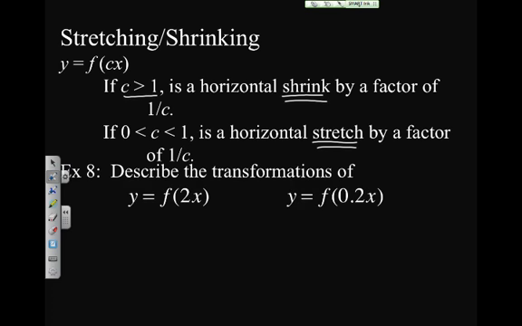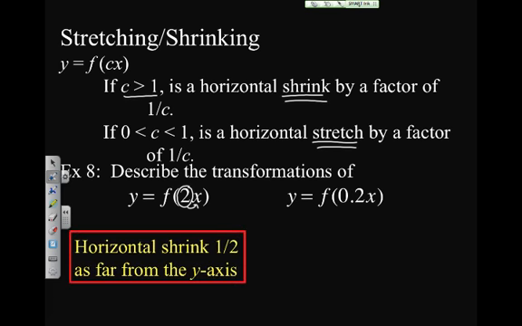So when we look at this, we're going to describe the transformations of this one. Now this one, they don't even give us a specific function, but notice here, the 2 is multiplied by x. And since 2 is bigger than 1, this is a horizontal shrink by a factor of 1/2. And it's 1/2, every point on the graph is now half as far from the y-axis.